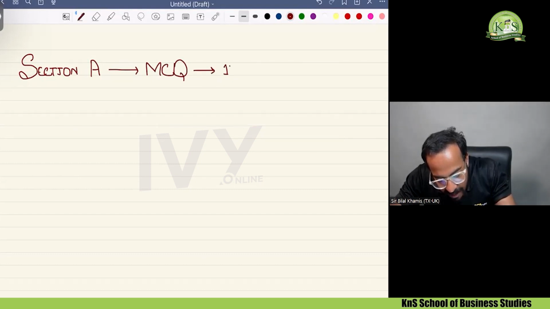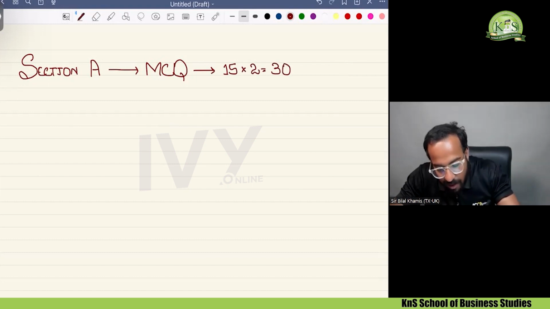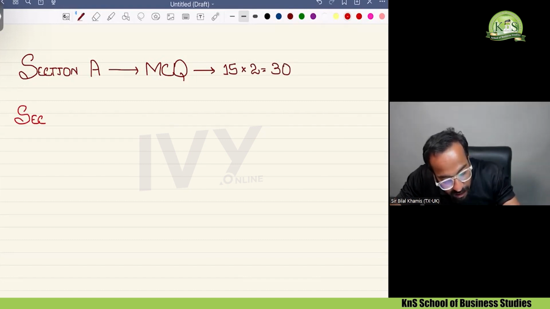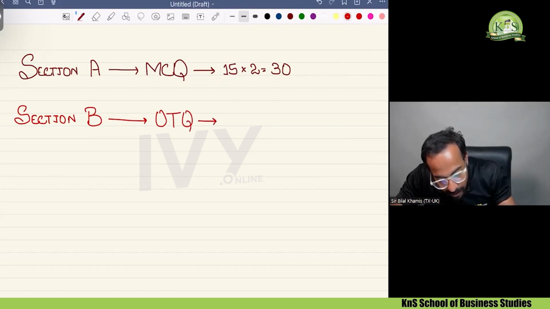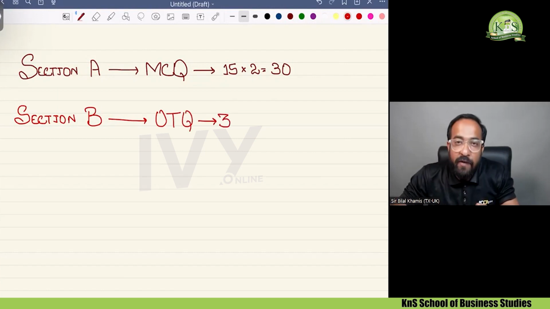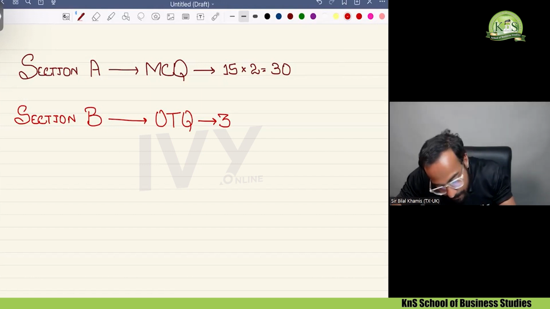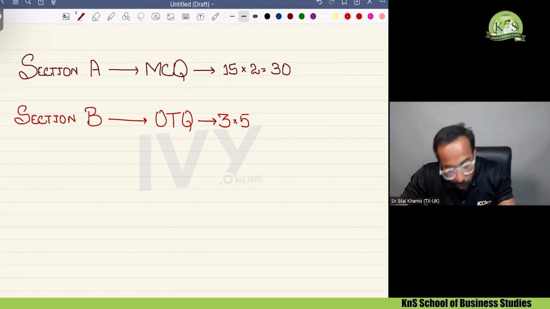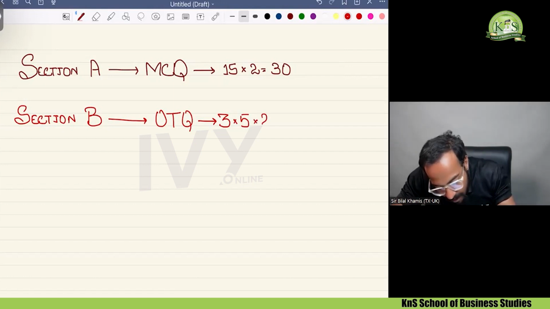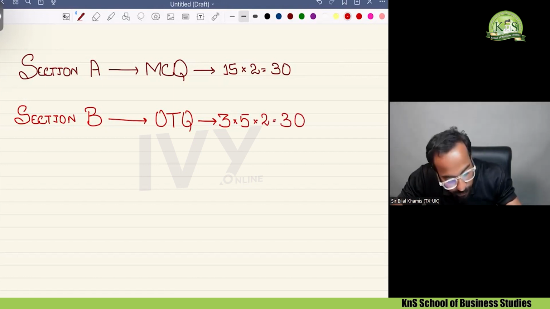You will have 15 MCQs and every MCQ has 2 marks, so 30 marks. Then you will have section C in the paper. Sorry, section B. It is objective test questions. In the paper, you will have 3 objective test questions. Every question has 5 small questions, each worth 2 marks. So you are covering the 30 marks from here.